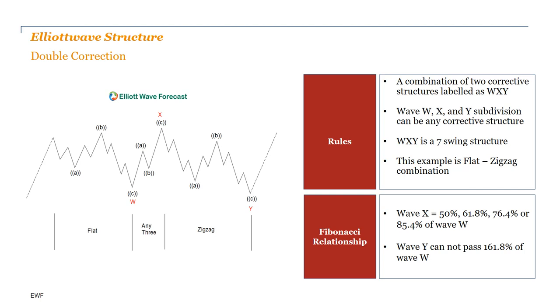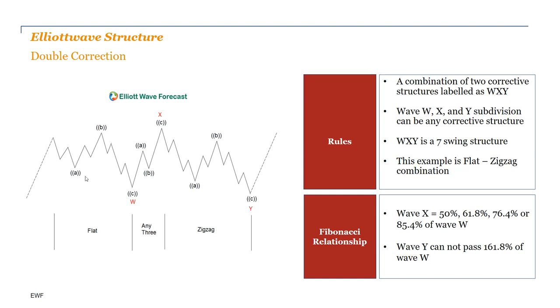In this video, we are going to take a look at a double correction structure, or commonly called a WXY. We label this double correction structure as a W, X, and then Y, as you can see in the red degree right here. So these are a couple of rules with the WXY. It is a combination of two corrective structures, and it is combined together with a label of a WXY.